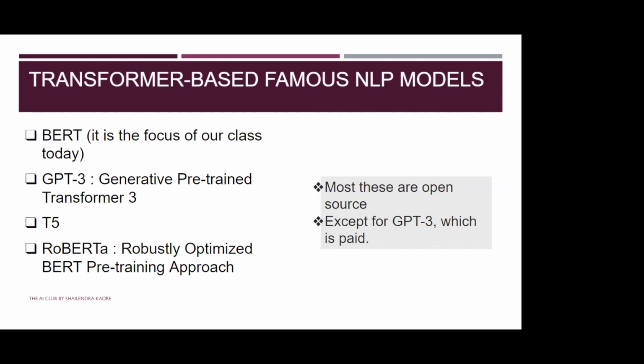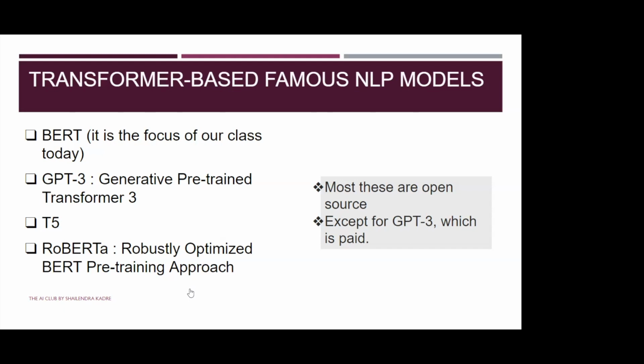Also, check out the other transformer-based NLP models. BERT is the one we talked about, the focus of our class today. Another is GPT-3, Generative Pre-trained Transformer 3, from OpenAI, and it's actually a paid model, not open source. T5 is an open source transformer model that is used for prediction. I'll show you the details. And RoBERTa, Robustly Optimized BERT Pre-training Approach. So this is BERT, but robustly optimized.